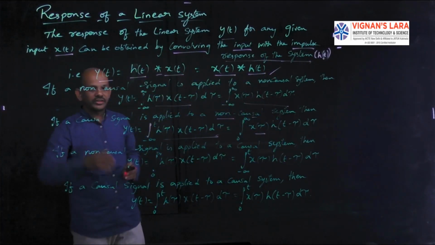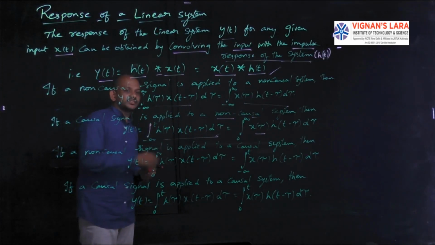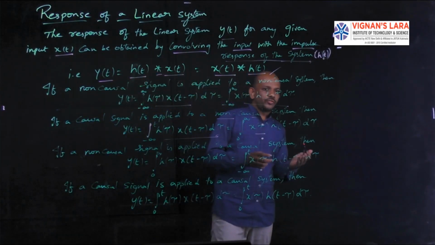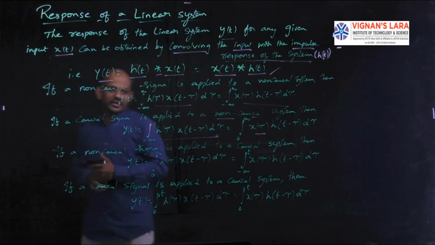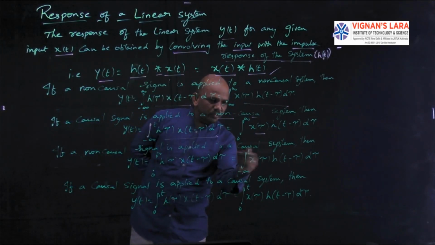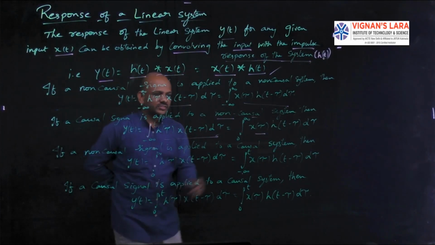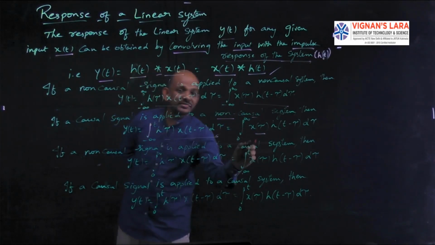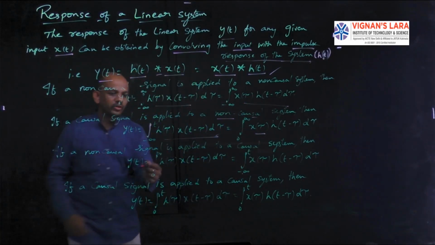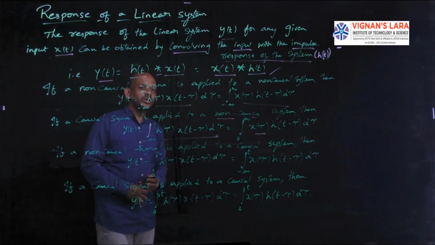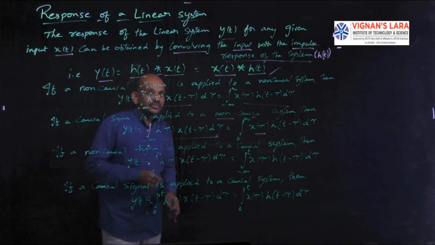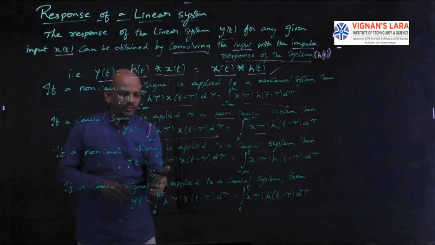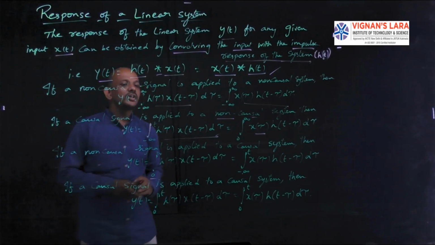Next, the third one. If a non-causal signal is applied to a causal system. The signal is non-causal, so it has to go over negatives and positives up to t, whatever the value of t. Hence, for x of t the limits are from minus infinity to t. And it's a causal system. The system is causal, so we have to go for 0 to infinity, because the impulse response of the system is h of tau, that is causal. We only get the positive values. Hence, we go for 0 to infinity.